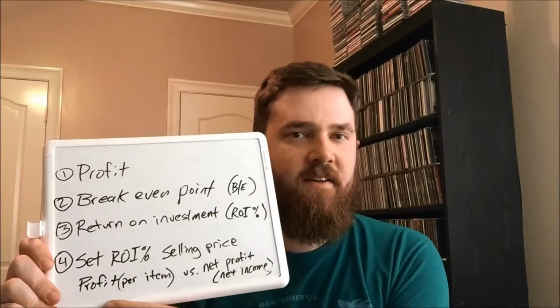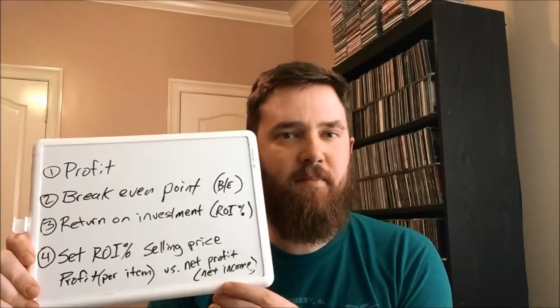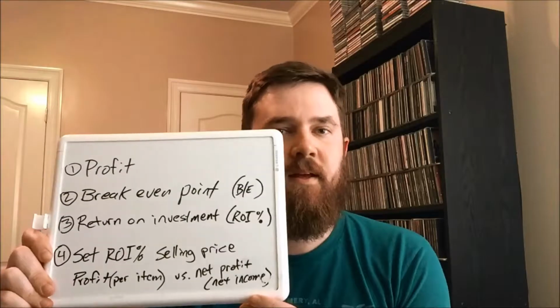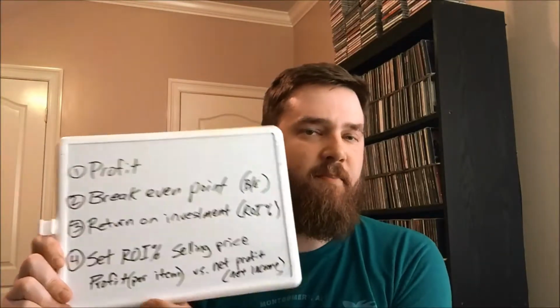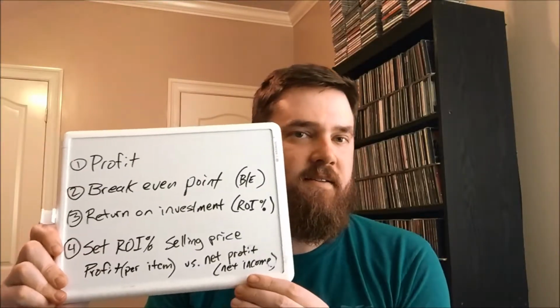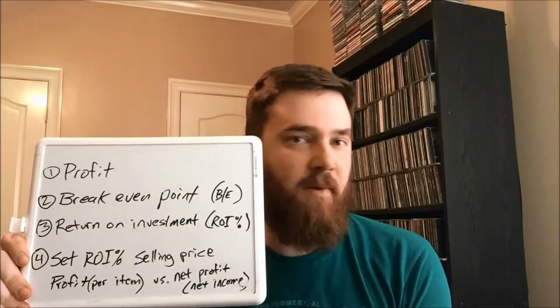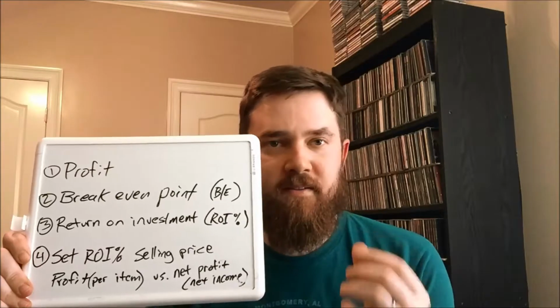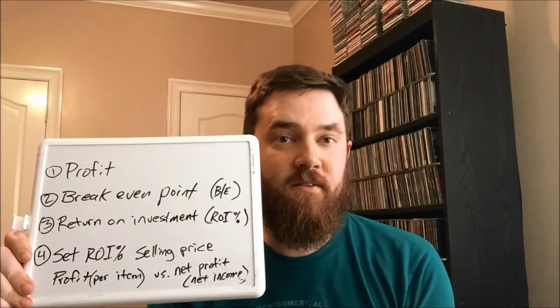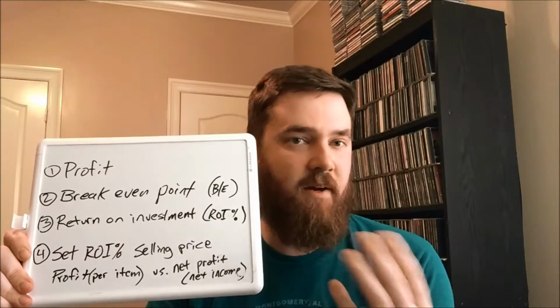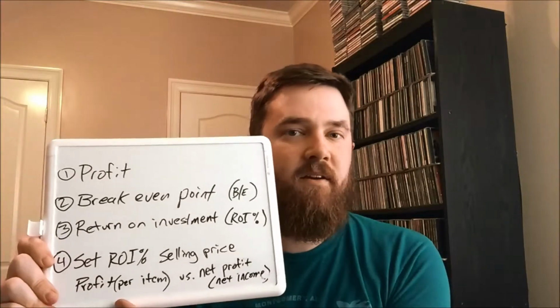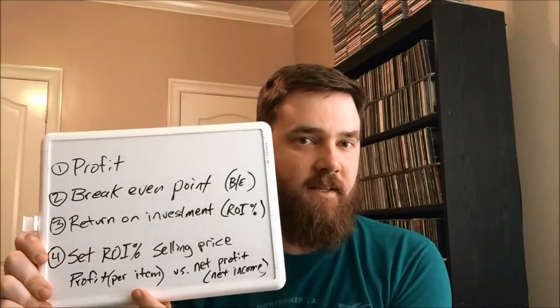All right, so lastly here, the profit per item compared to the net profit, which is net income. To give you an example, profit per item, if you sold one CD, it's the total amount of revenue you had from the CD, minus the amount you had to pay to ship it, minus the final value fee, minus the cost of goods to sell it, minus the PayPal fee.